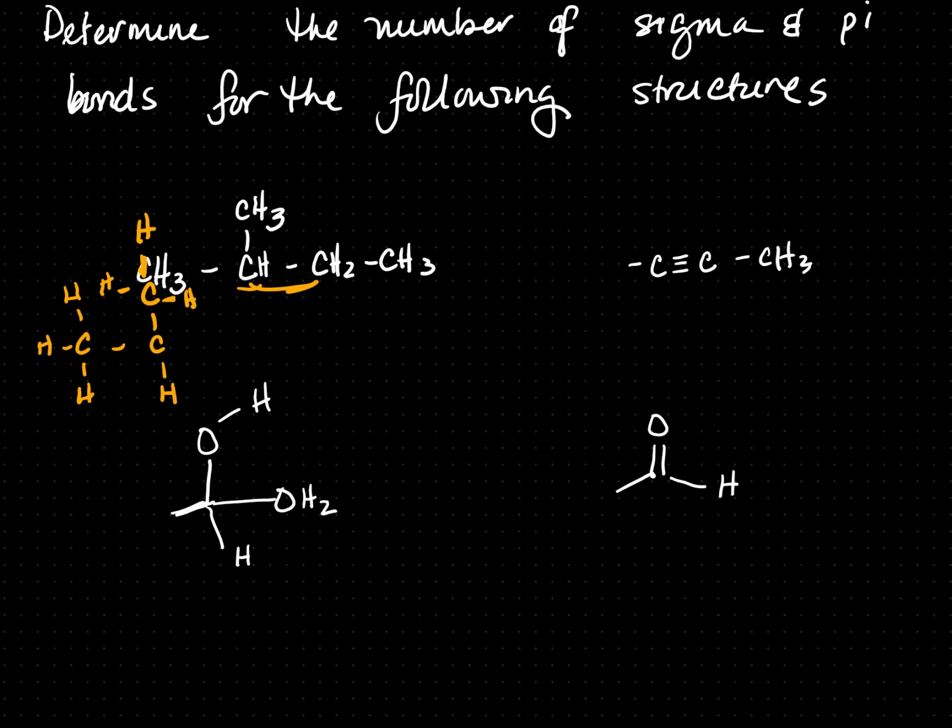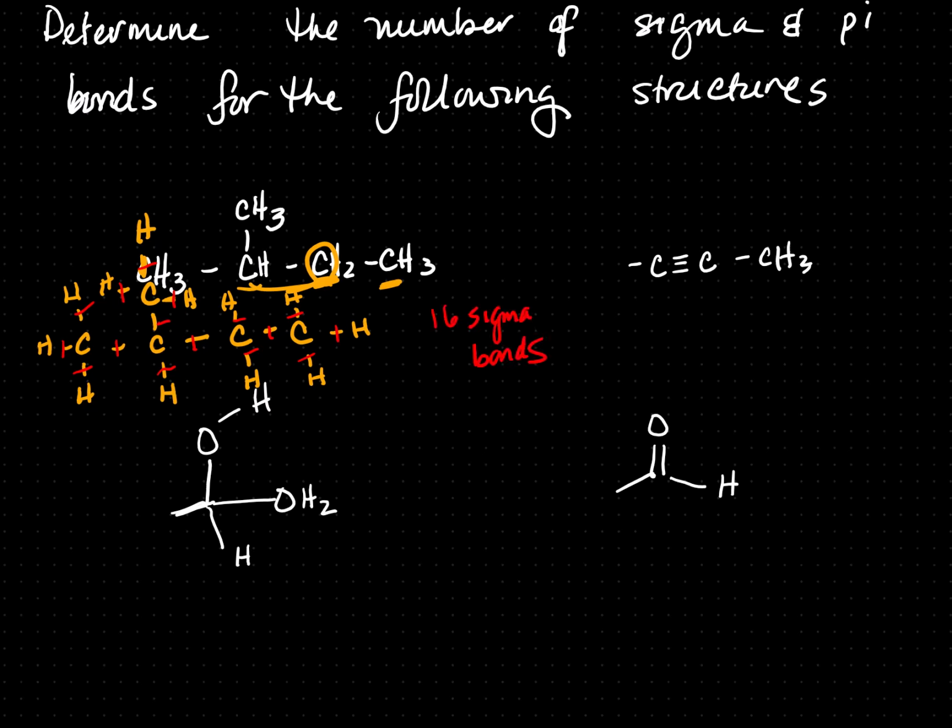This carbon is now bonded to another carbon with hydrogens on the opposite side, and this carbon right here is bonded to the last carbon, and the last carbon has hydrogens surrounding it. Since these are all single bonds, these are all sigma bonds. So we have 1, 2, 3, 4, 5, 6, 7, 8, 9, 10, 11, 12, 13, 14, 15, 16 sigma bonds.